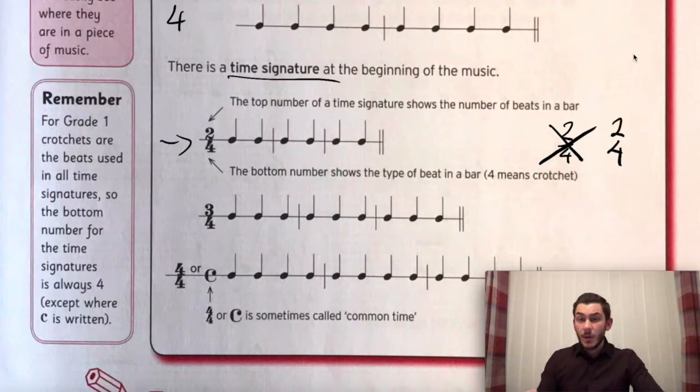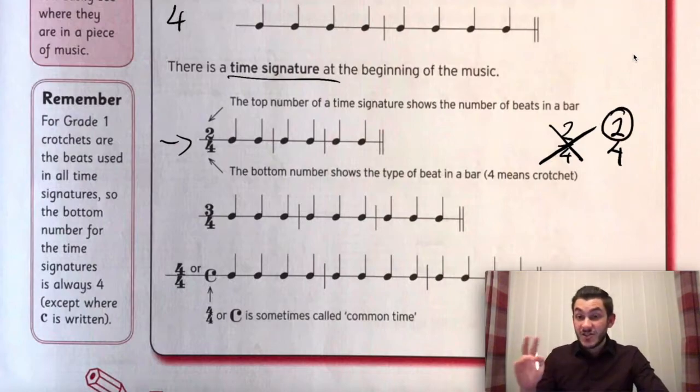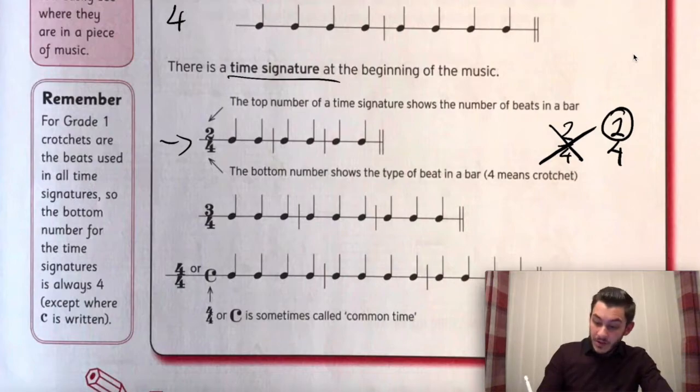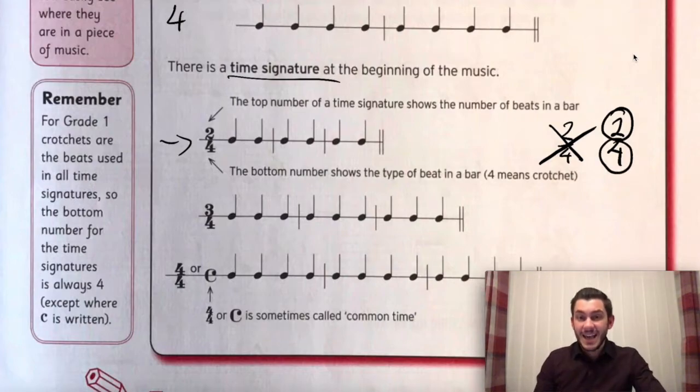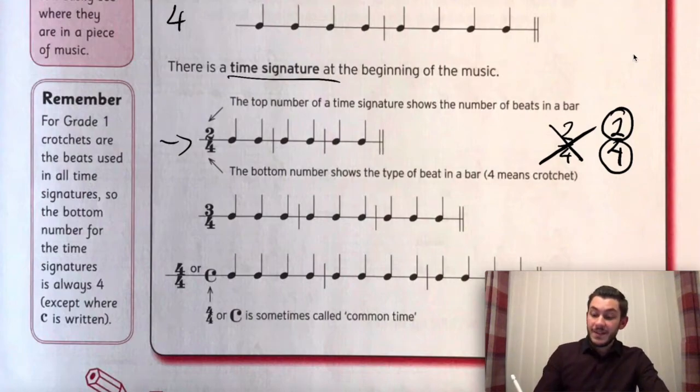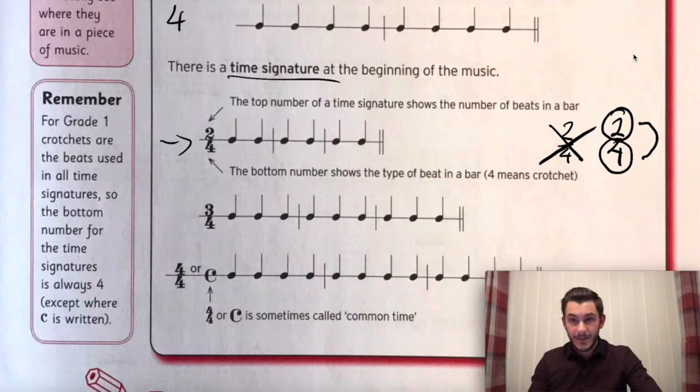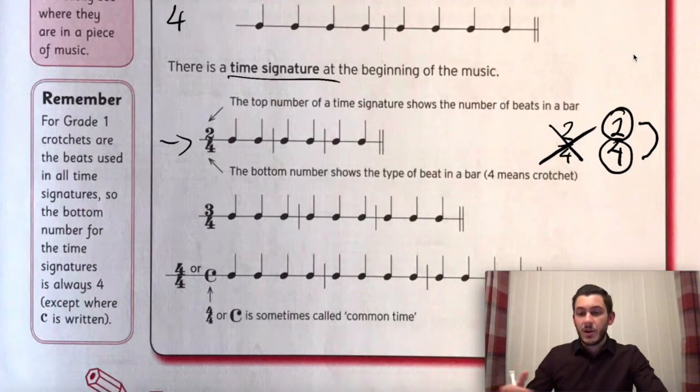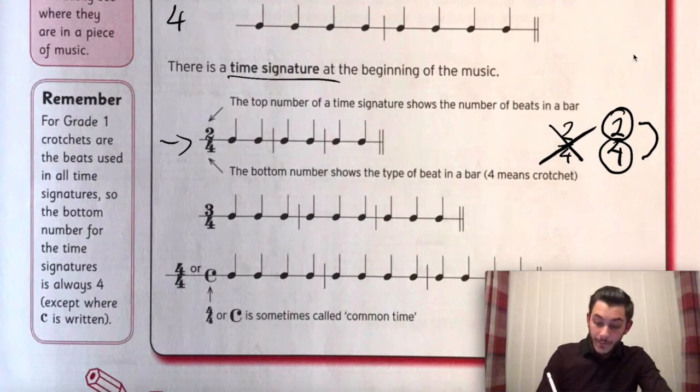The top number tells us how many beats in a bar. So for this example, there are 2 beats in a bar. And the bottom number tells us the type. So 4 means crotchets. So in these bars, there are 2 crotchet beats in every single bar. Okay. We'll learn about other ones as we go further into the series and of course when we go above grade 1. But for now, all you need to concern yourself with is 4 is crotchet beats.